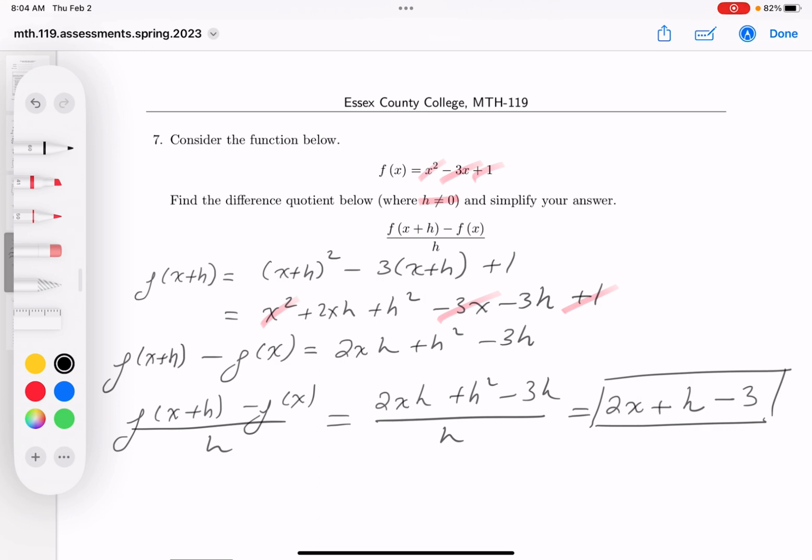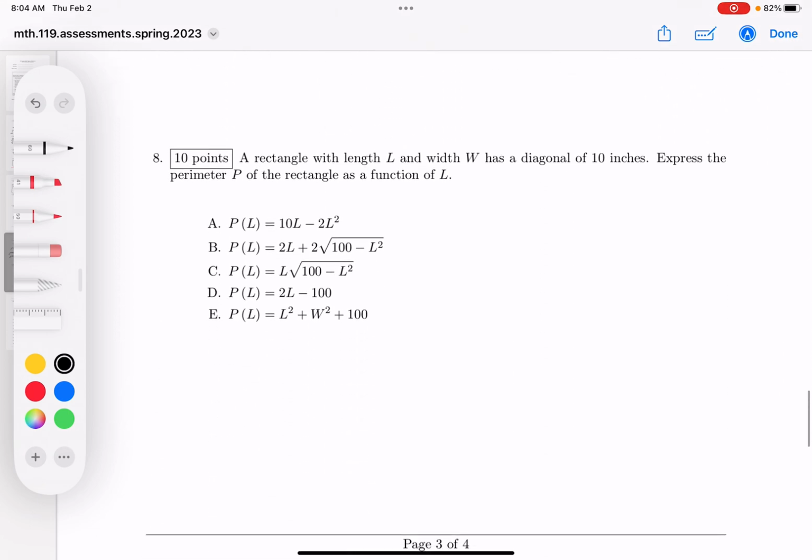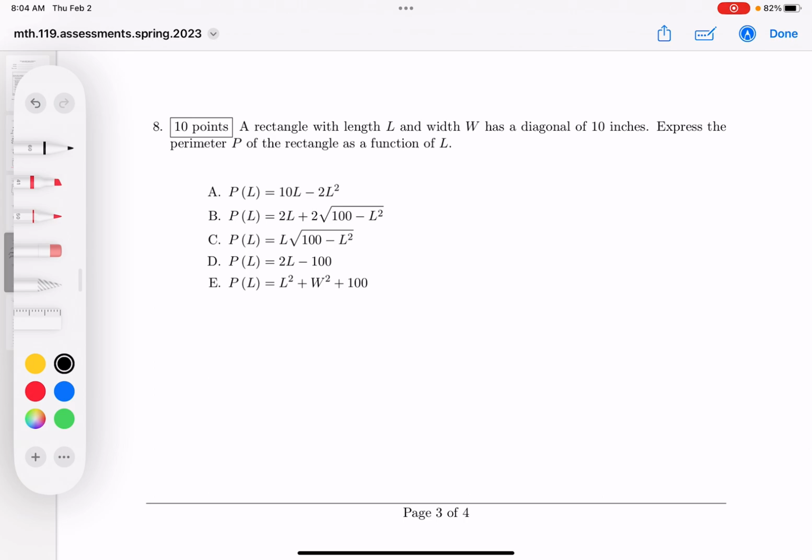All right, move on to the next question. That was number 7, right? I guess we'll go to number 8. Number 8 says a rectangle with length L and width W. Well, I'm going to draw a picture of that. It's a multiple choice question, by the way. So I'm going to say this is the length, and this is the width. It says the diagonal's 10.